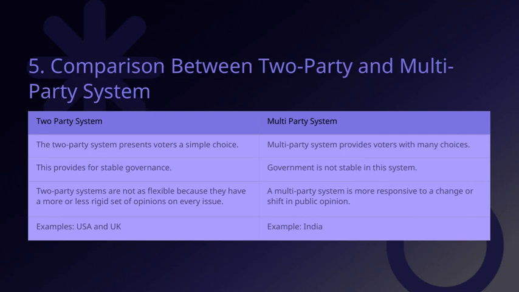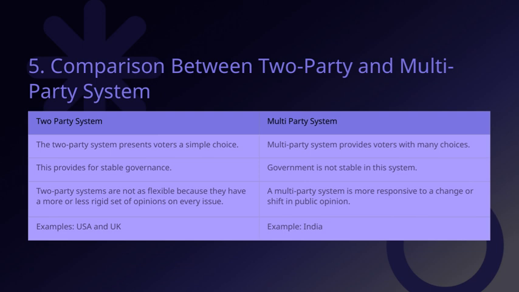Let's take a closer look at the comparison between two-party and multi-party systems. In a two-party system, voters are typically presented with a simple choice. This often makes it easier for people to decide and can lead to more stable governance because one of the two parties usually wins outright. However, the downside is that two-party systems tend to be less flexible. They usually have a more rigid set of opinions on various issues, which can limit responsiveness to changing public needs.